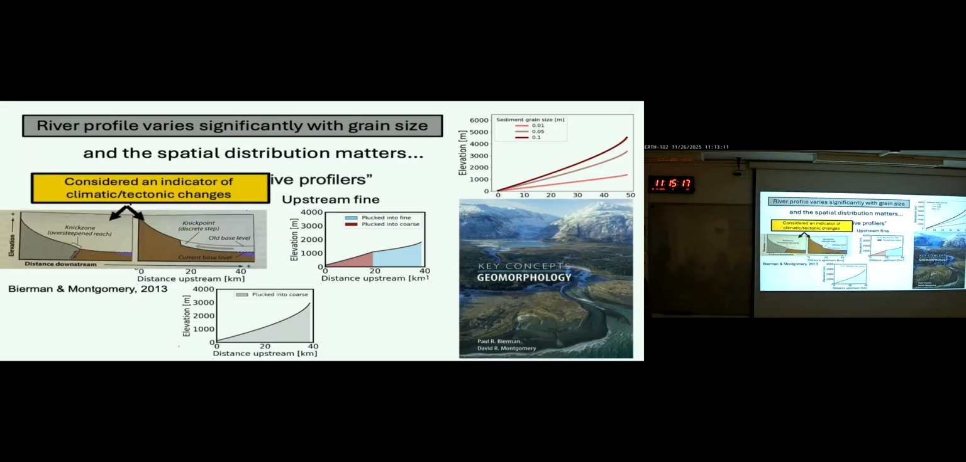As we teach in Introduction to Geomorphology courses, this form of rivers represents a transient case in response to climate or tectonics. This is also shown here in one of the state-of-the-art books that introduce concepts in geomorphology. So based on the analysis that I just showed, we might need to update that, as changes in sediment properties, the heterogeneity, could also lead to these topographic forms.